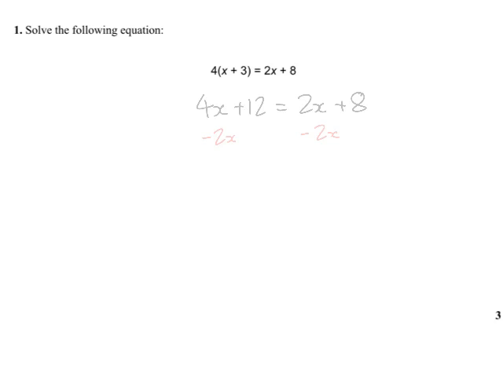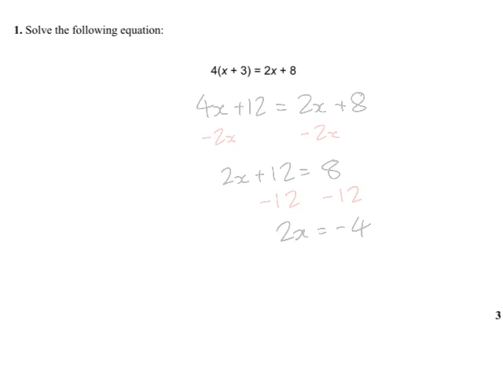Then we're looking to rearrange the equation to make x the subject. And so the next two steps can be done in either order, with the taking away of 2x and the taking away of 12, or 8 actually.